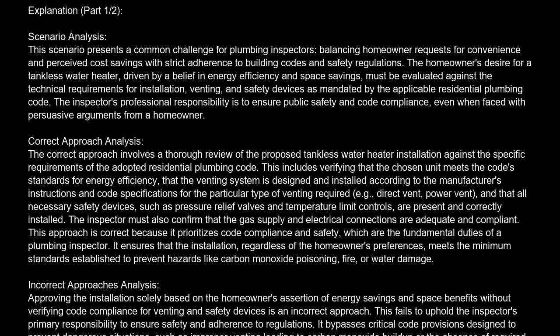This fails to uphold the inspector's primary responsibility to ensure safety and adherence to regulations. It bypasses critical code provisions designed to prevent dangerous situations, such as improper venting leading to carbon monoxide buildup or the absence of required safety features.